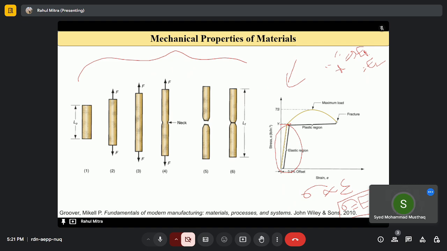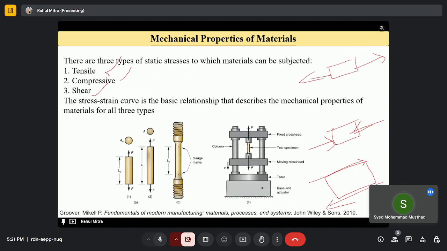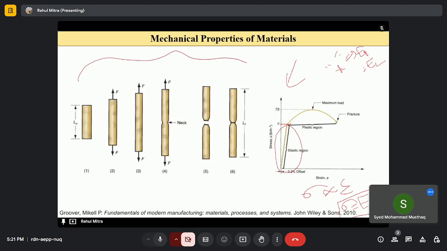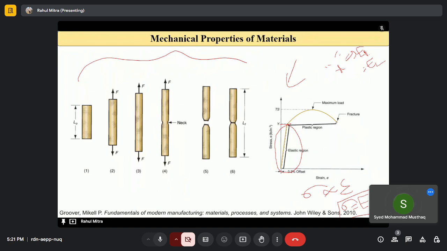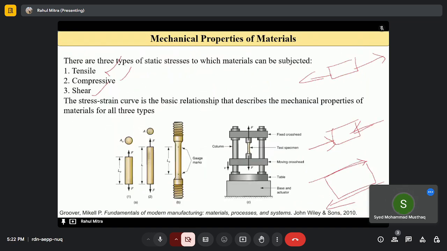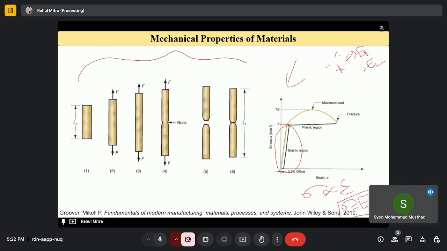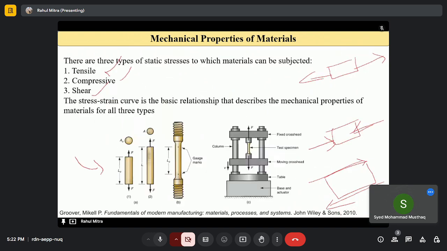Now, again, going back to this, there are three types of static stresses to which the material can be subjected. We have tensile, compressive, and then shear. Here again, the stress strain curve, which we have discussed, gives a basic relationship that describes the mechanical properties of the materials for all three types. Now, here we have three shapes of the material, and this type of material is used in tensile testing.